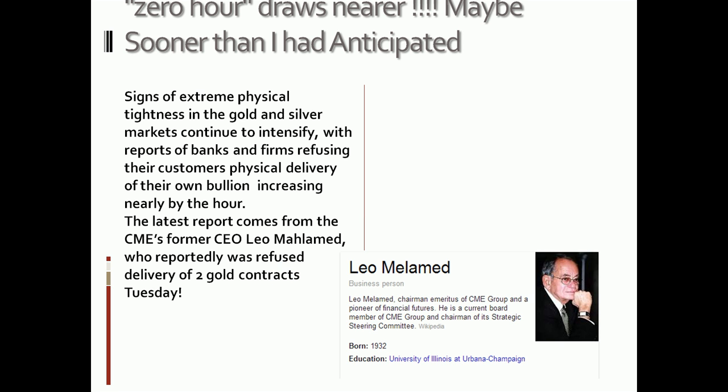Now, why is this such big news? Because a futures contract is supposed to be a deliverable contract. You can choose to have your contract either cash settled, or to keep the integrity of the prices, you can choose to have it physically settled. If you choose to have it physically settled, the exchange has to make the arrangement to deliver the gold to you. And Leo did not get that gold. He was refused delivery for two gold contracts.